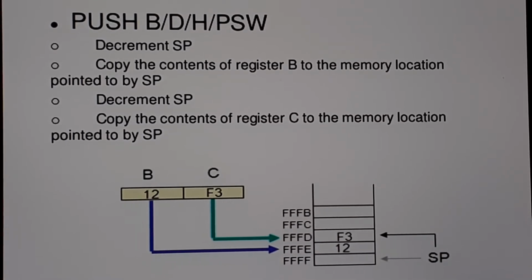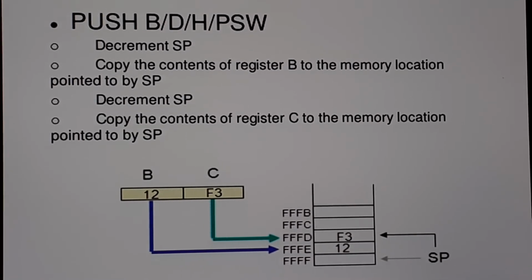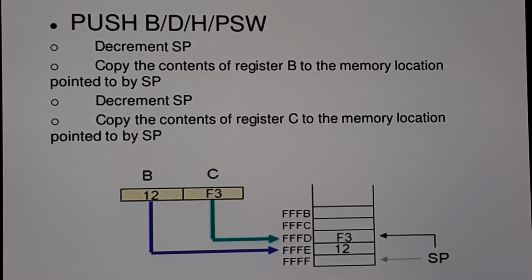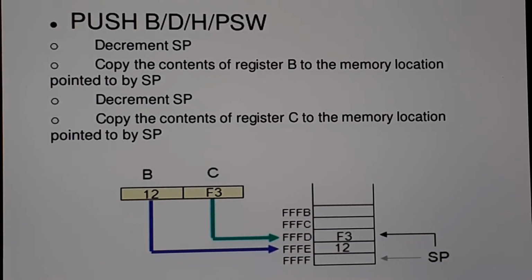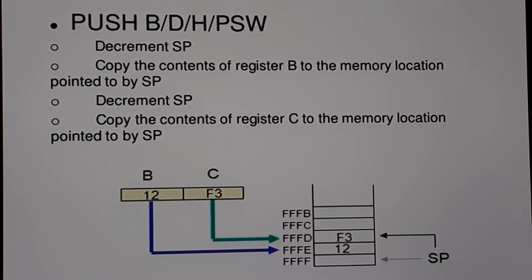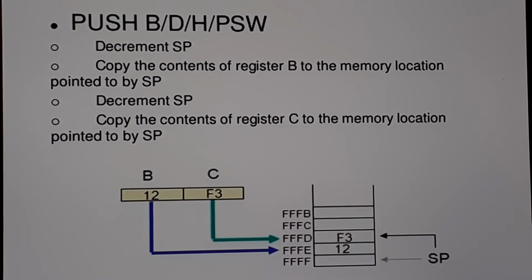Then again you decrement the stack pointer by 1, which is FFFD, and it will take the C register content, which is F3. So I have written F3 in that memory location FFFD. FFFC and FFFB, if you do not want to mention them, you do not need to, because that is optional. We only require FFFF, FFFE and FFFD. All the memory locations which I have assumed are optional. You can take any other memory location that you want.